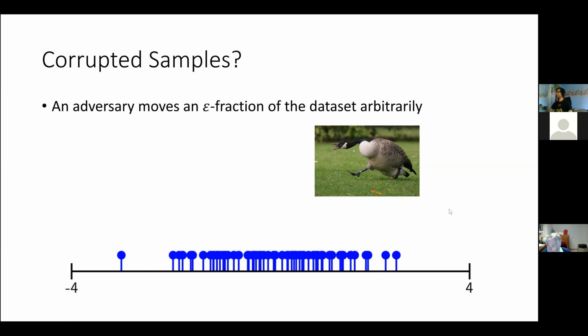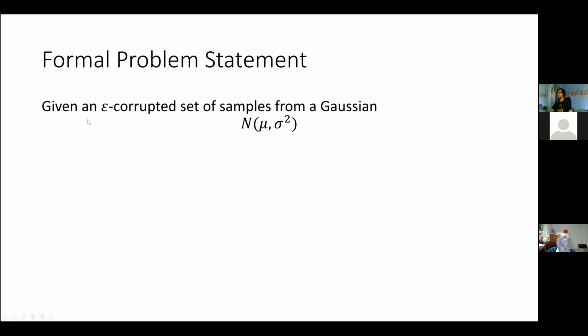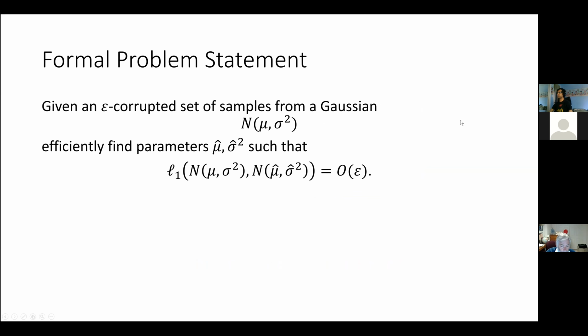Exactly, they've taken over. Anyway, so yeah, the adversary model is that an adversary will move an epsilon fraction of the data set arbitrarily. All right, let's proceed. So the formal problem statement will be something like the following. We're given an epsilon-corrupted set of samples from a Gaussian, where it's defined in this way. And the goal is to efficiently find parameters mu hat and sigma hat, that are proxies for the mean and variance, such that the L1 or total variation distance between the true distribution and the one with these proxy parameters is O of epsilon.